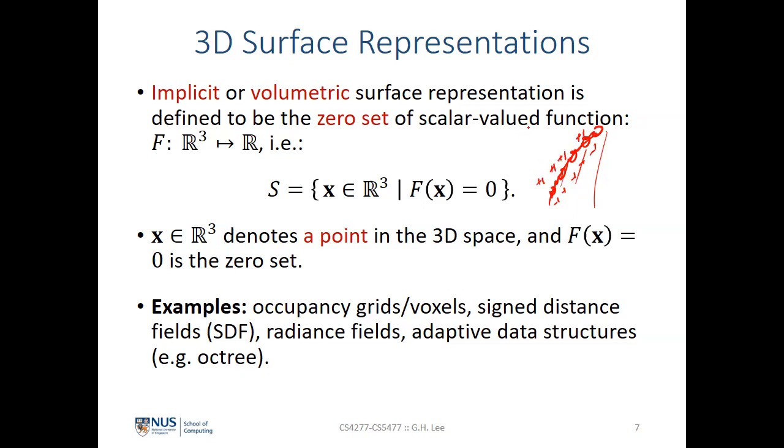Okay, and at any point continuously, the signed distance value here would be the closest distance that you make with the closest surface. Therefore, we are looking at any point that you sample from the 3D world, right? And the surface is defined such that this implicit value is equal to zero. Examples are occupancy grids, signed distance fields, radiance fields, or adaptive data structures such as octree.